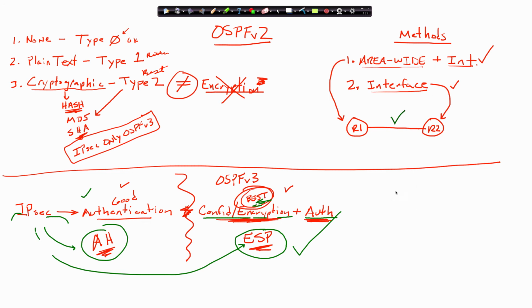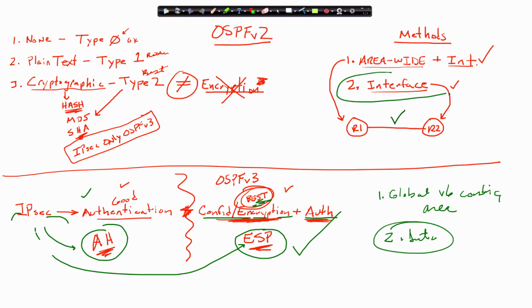And how many methods did we have? Well, again, we had the first method. Let me switch to my pen here to make this a little quicker. You can do it under the global OSPFv3 config, right? Just like we could here. You could do it area-wide, right? Area-wide. Or you could do it under the interface. And again, that's the best practice, and that is the Cisco recommended best practice.